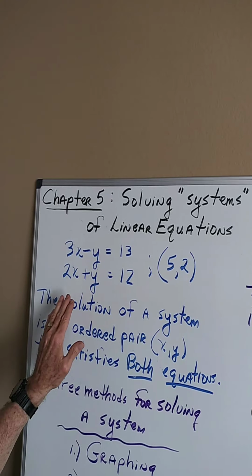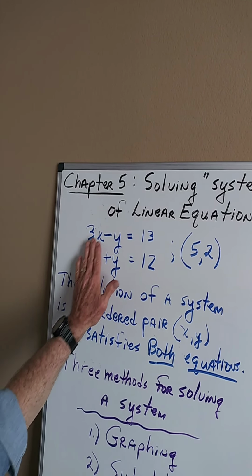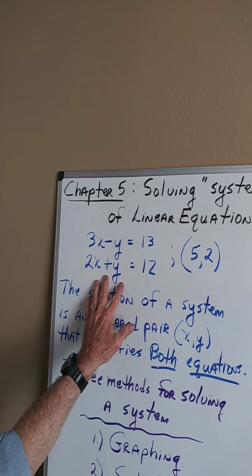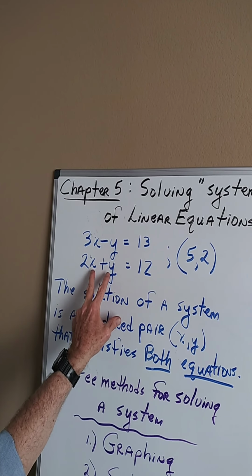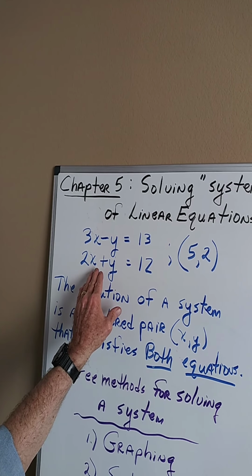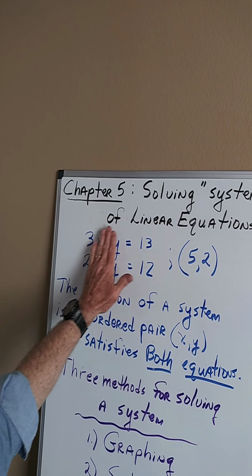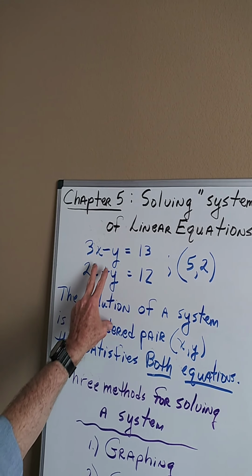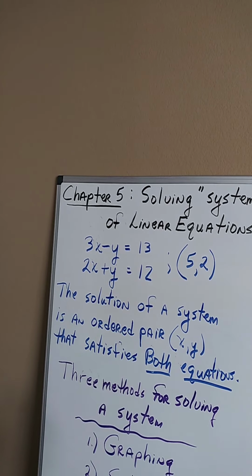Here's what we mean by a system. A system is two or more linear equations that must contain the same variables. If they contain different variables, it's not a system. So this entire collection of two equations containing the same variables is called a system.